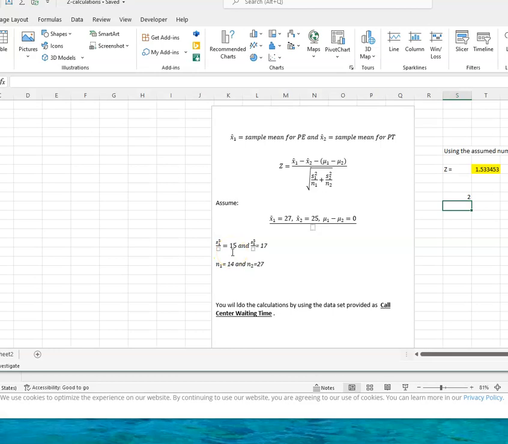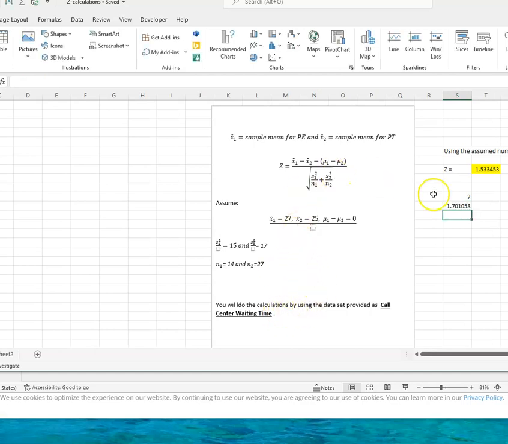But again, you have to look at your data set. If you got the standard deviation, then you must square it. If you have the variance, then you don't, okay? So be careful. In this case, I'm going to say equal to 15 over N1 is 14, 15 over 14, plus S2 squared is 17, 17 over N2 is 27. Okay, so I've done, enter, I got 1.07.